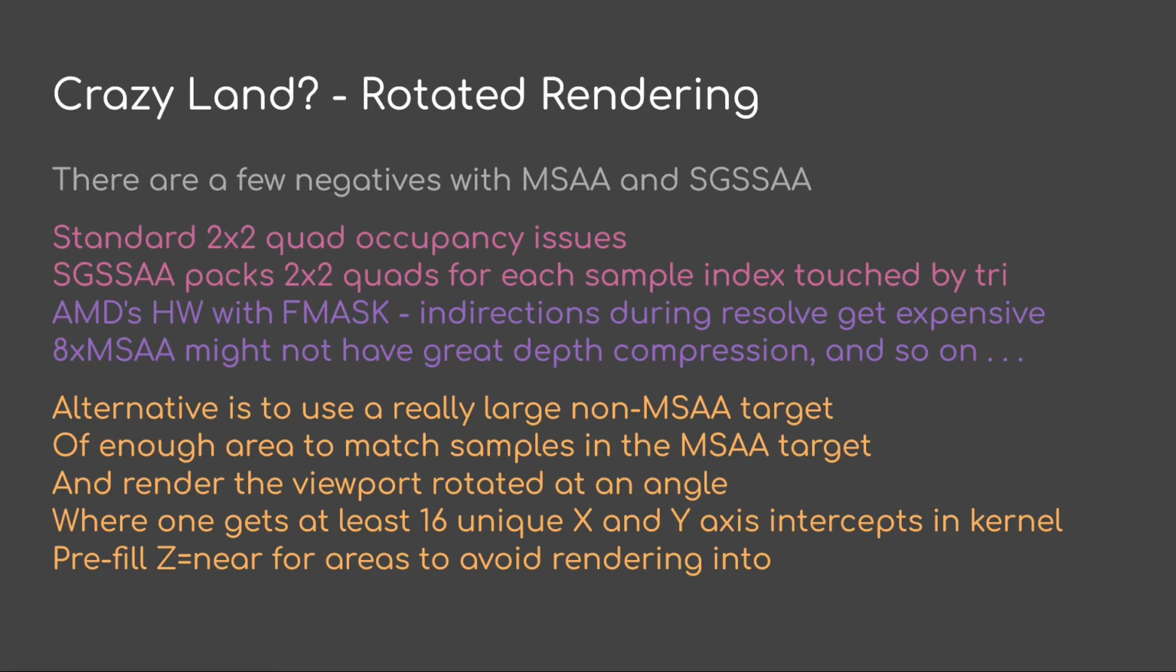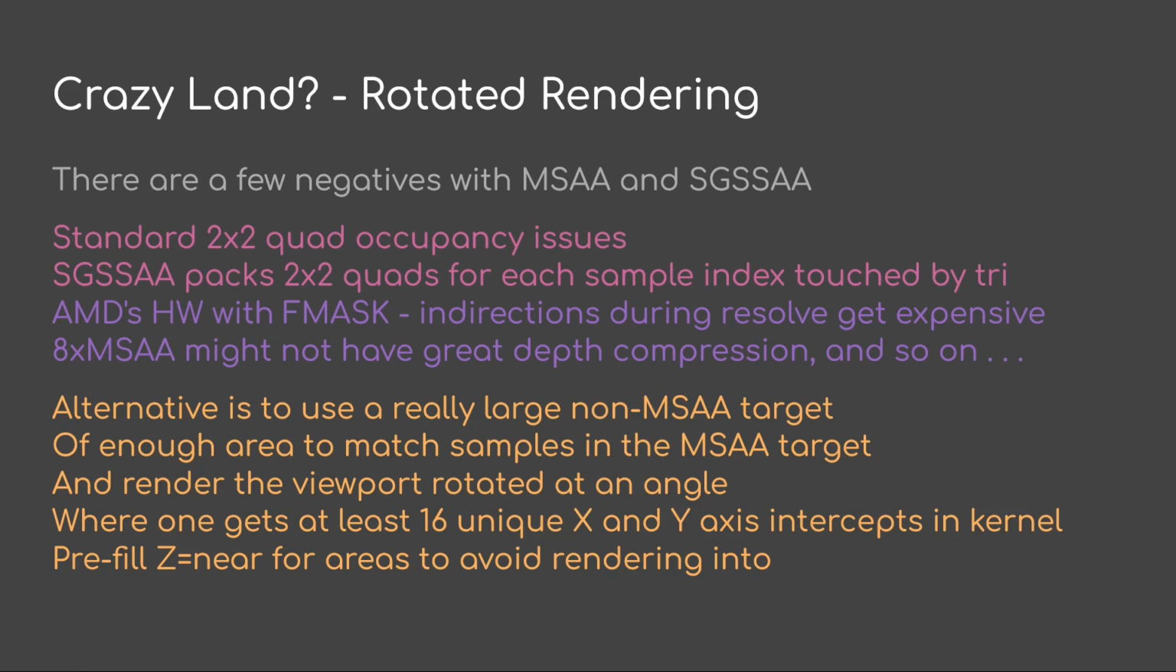So I said before that there's an even better way to do it than MSAA. And that is true. Instead of rendering with MSAA, we could just rotate the rendering so we get off the regular grid. There are some negatives with rendering with MSAA and especially SGSSAA. That is your standard 2x2 quad occupancy issues. They get amplified. SGSSAA packs 2x2 quads for each sample index, so you get pretty expensive shading. Also, AMD's hardware with fmask is actually not good for custom resolves at all. You have indirections during resolves, and those can get pretty expensive. Also, 8x MSAA might not have the best depth compression on some hardware, and so on. So there's a lot of potential negatives.